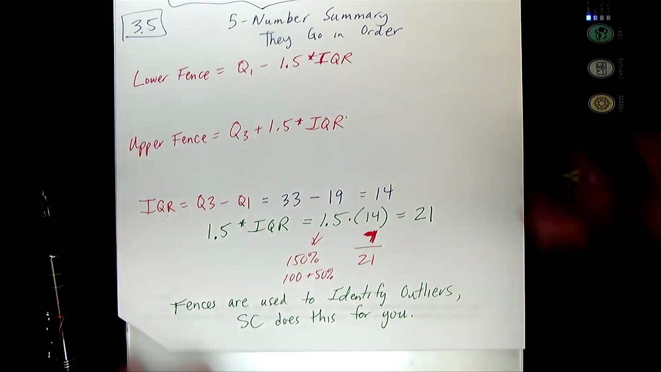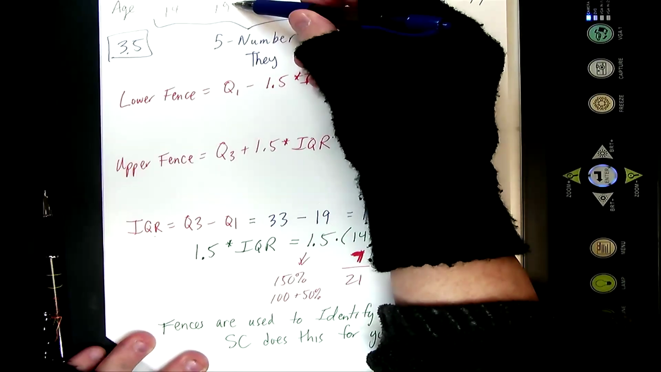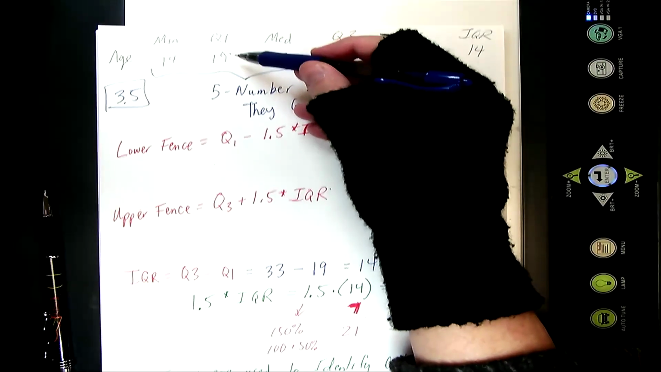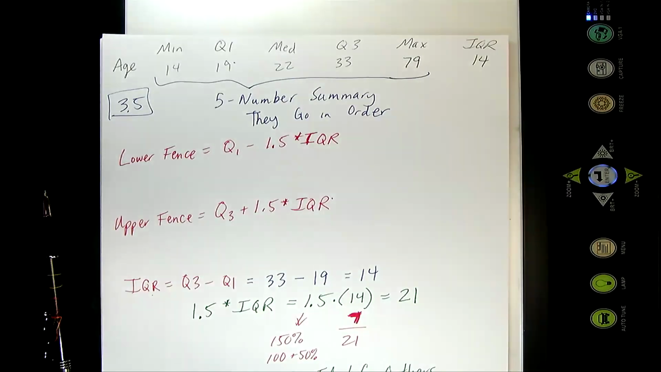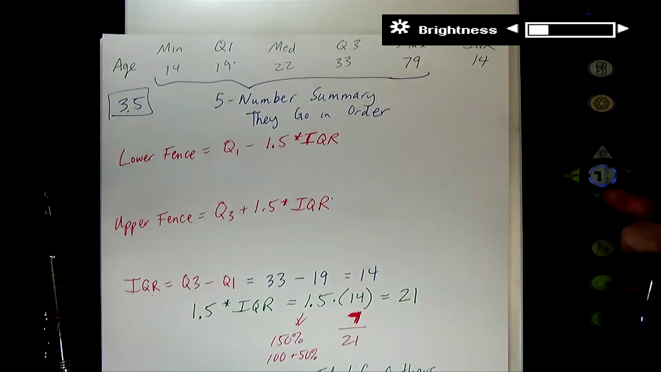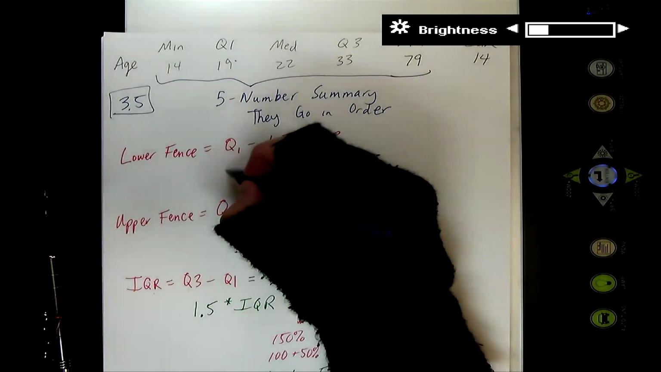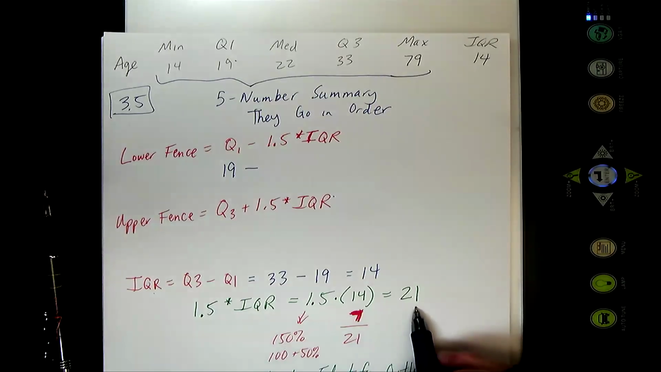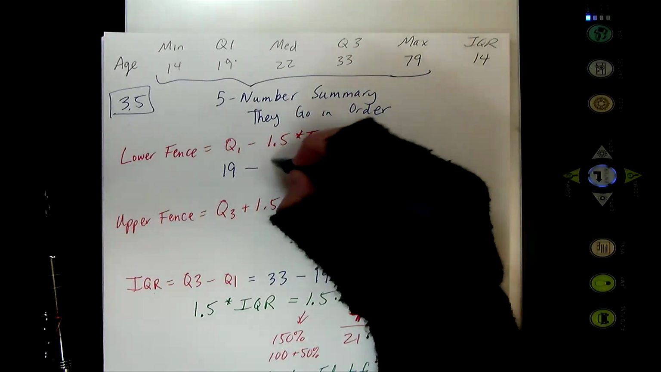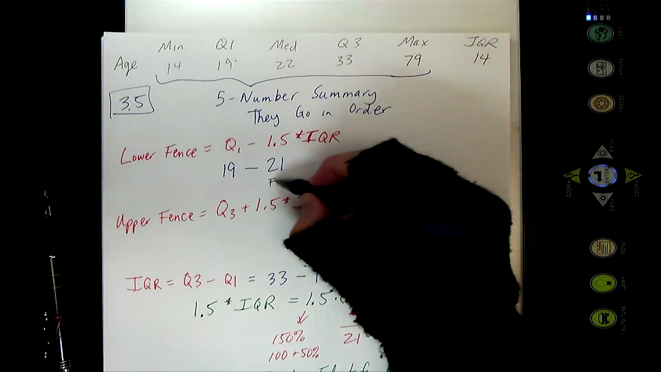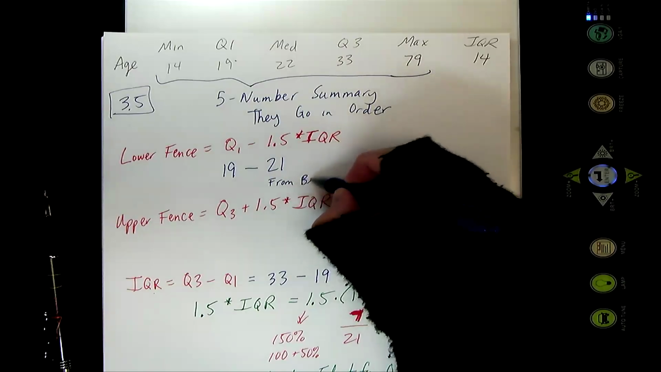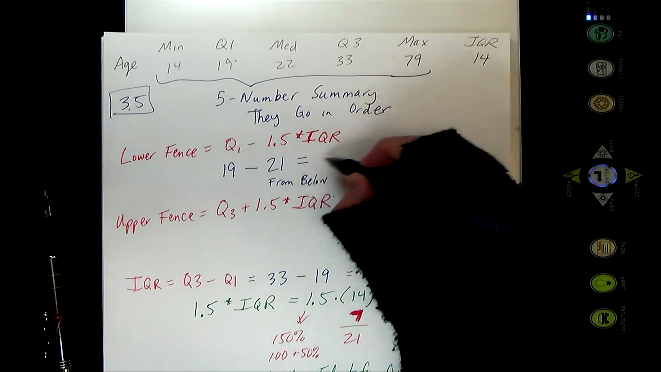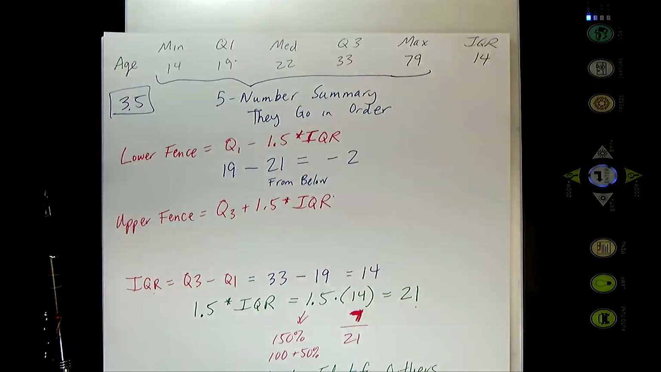So if I were doing this, Q1, I'm pulling from up here, is 19. A little bit more visible. Q1 is 19 up there. And I just said 1.5 IQR is 21 from below. 19 minus 21 is -2.